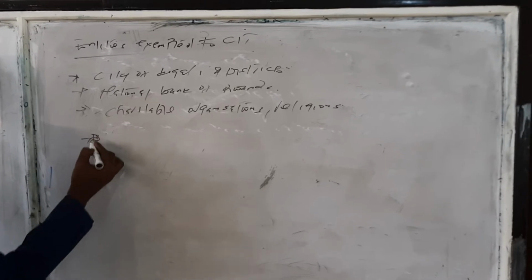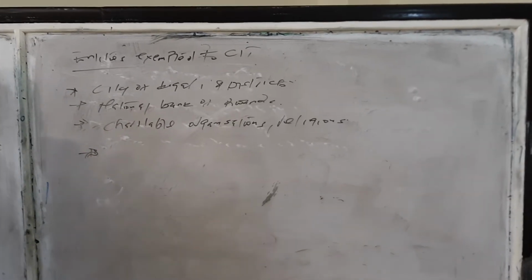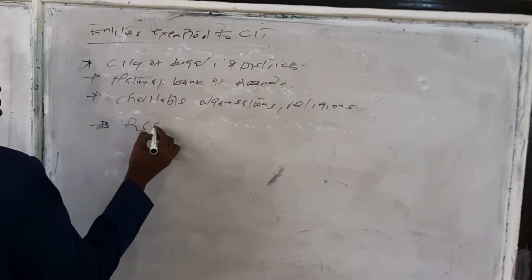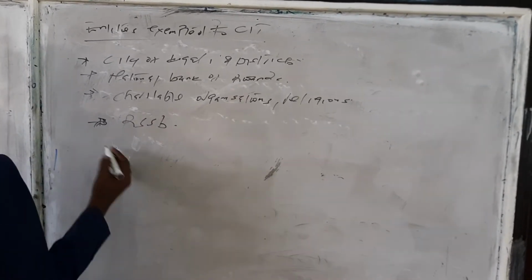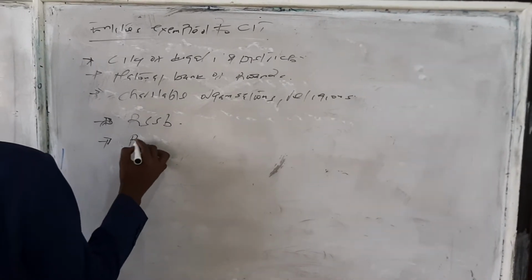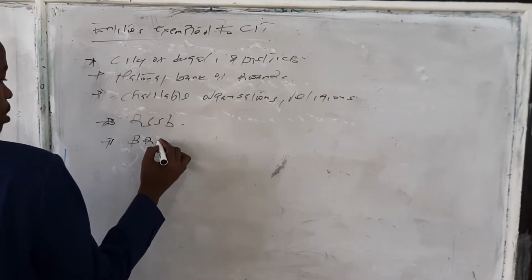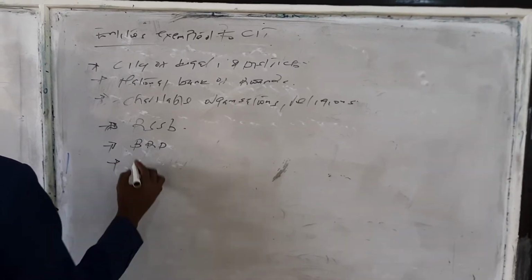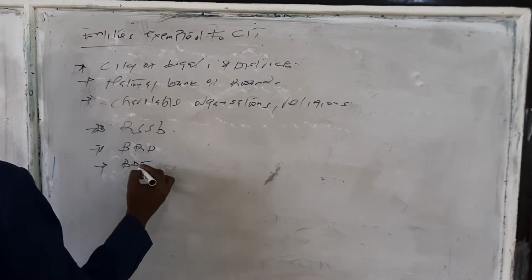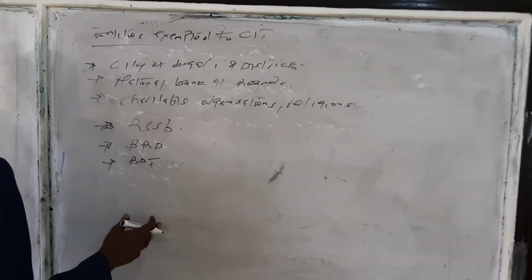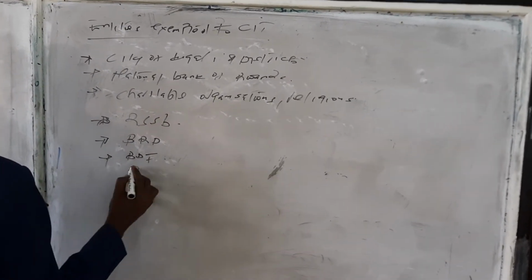You can talk of the public institution in charge of social security, RSSB, Rwanda Social Security Board. You can talk of BRD, Rwanda Development Bank. You can talk of BDF, Business Development Fund Limited, etc.